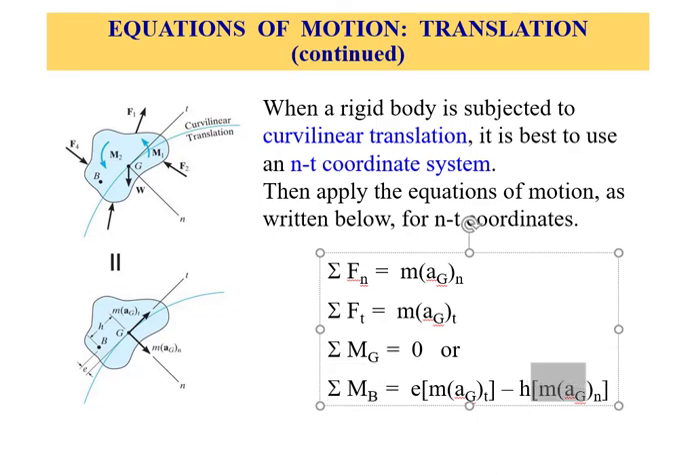Alright, with this we conclude the equation of motion for translation. We have 3 more lectures, so remember that the final exam will be only on this chapter 17. Thanks.